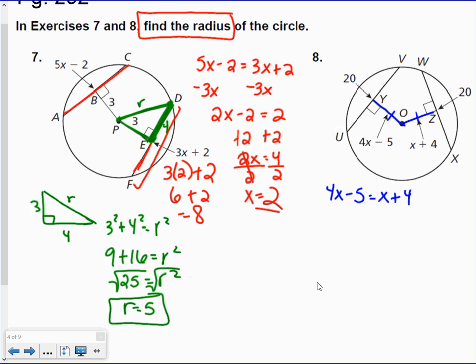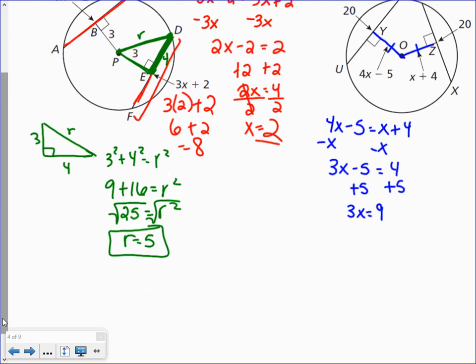Hopefully I don't mess up as badly as I did last time. Minus the x over, we get 3x minus 5 equals 4. Add 5, and we get 3x equals 9. Right? I'm not messing up here. Divide by 3, and I'm getting x equals 3. And as I look up there, when I plug it in, I get 7 for each, so I know I'm good there. Okay, x is 3.